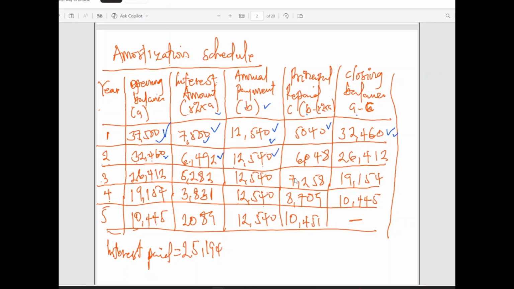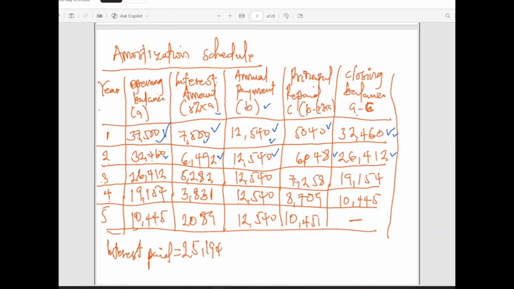Then our principal amount will be 12,540 minus 6,492. So we now get 6,048. So our closing balance, which will be our opening balance minus the principal prepaid, we now get our closing balance to be 26,412, right?